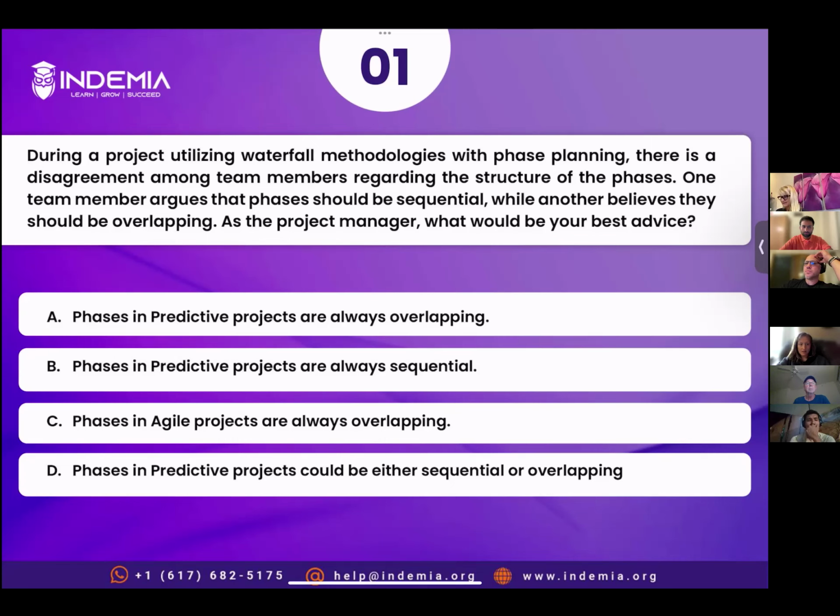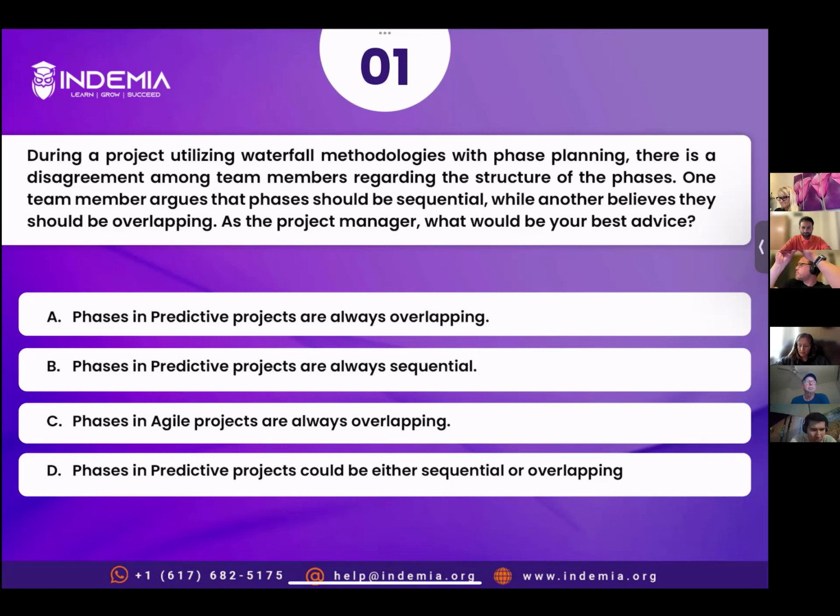All right. But option D says phases in predictive projects could be either sequential or overlapping. Two phases could be overlapping. It's not that a phase can overlap with itself. It means two separate phases could be overlapping, like you're working on two phases simultaneously. This is what it means. But okay, thank you for explaining. Yeah, and I didn't think that was accurate. Okay, right.